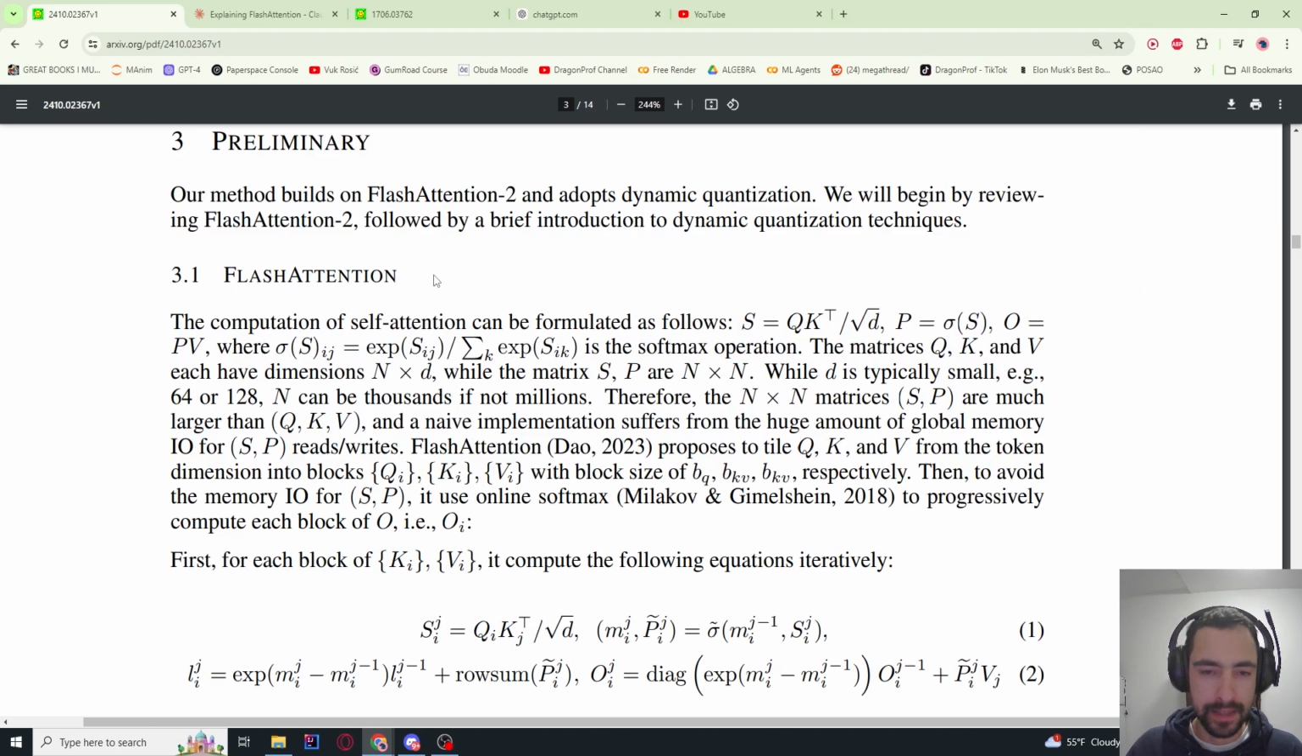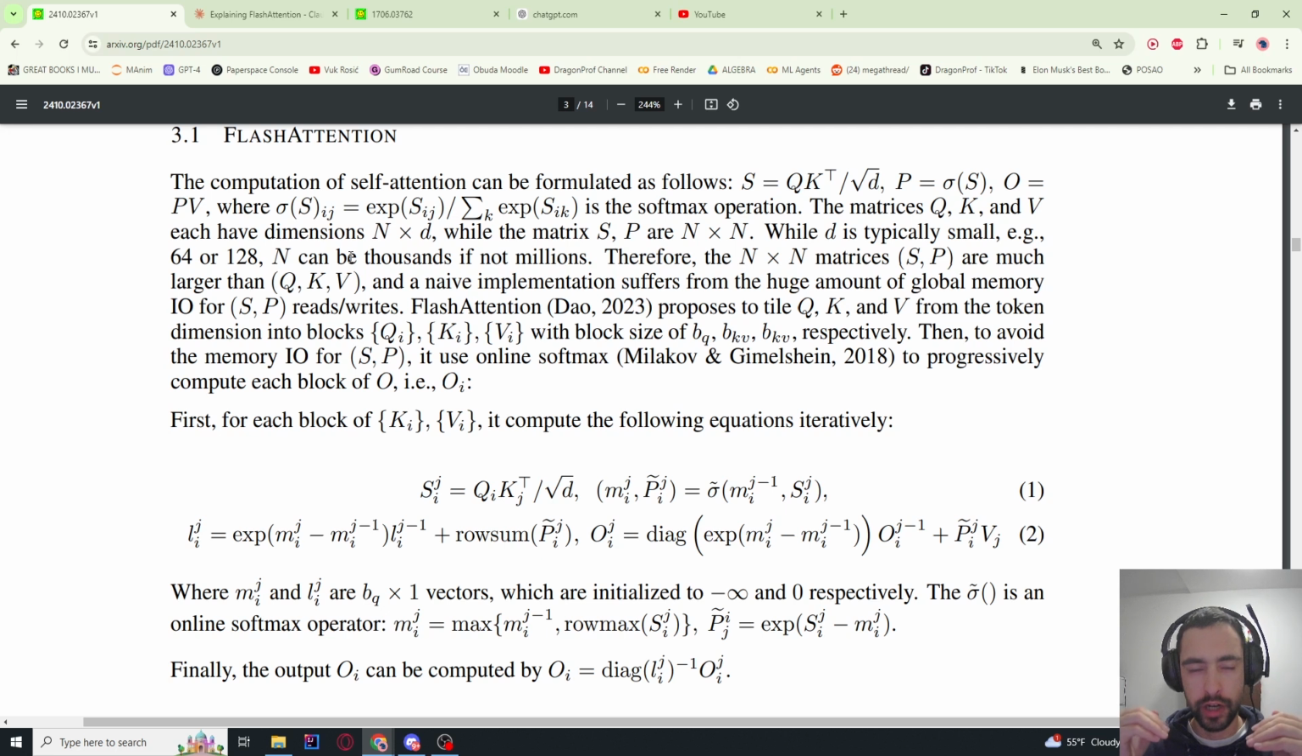To understand this method, we need to first understand FlashAttention and dynamic quantization. So let's start with FlashAttention. The main problem FlashAttention is trying to solve is the following. As I explained, you have n-square scaling. So if you have a long sequence length, these matrices are going to be huge. So it's very slow to write those matrices into memory and read them from the memory. During the calculations, they need to be written and read many times. FlashAttention is trying to work around that, so they have to be written and read fewer times.